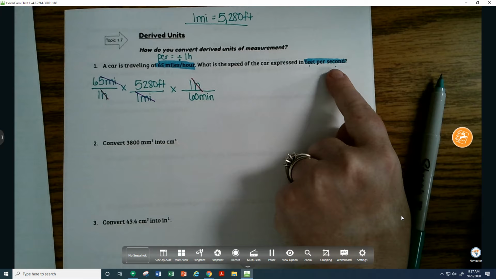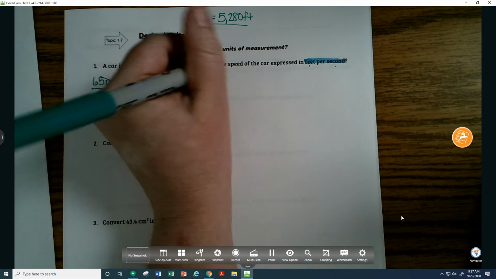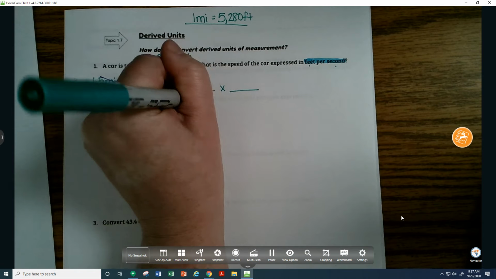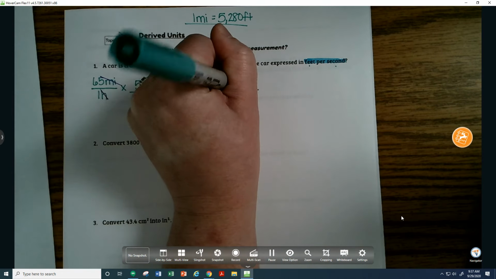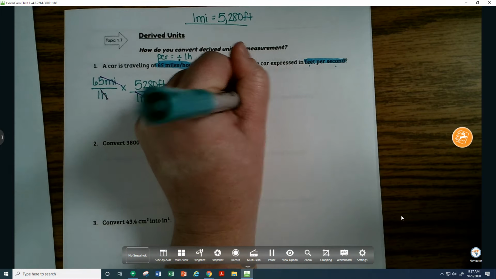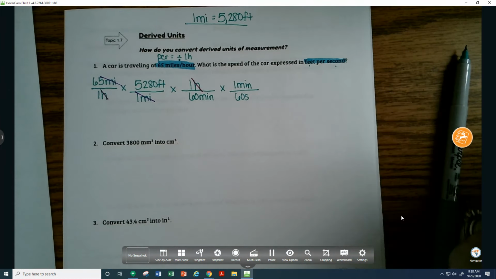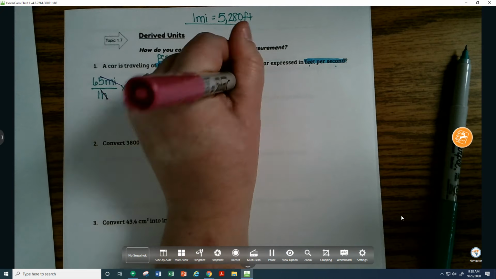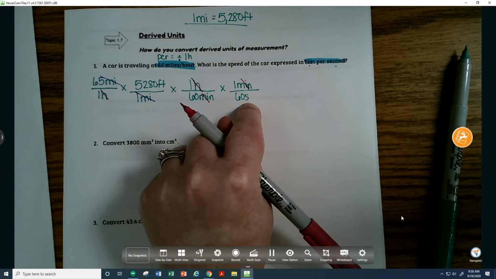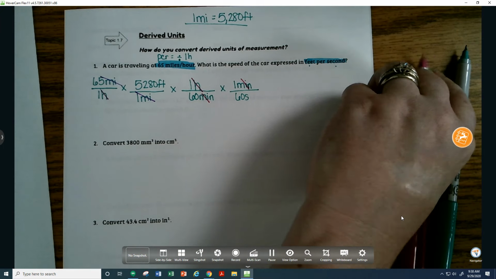I'm not done because, again, this problem is looking for seconds. So I know I need to add one more step. Again, because minutes is in the denominator, I'm going to put 1 minute in the top, 60 seconds in the bottom. I do see that minutes lined up to cancel. What I have left is feet per second, and that's how I know that I've completed that.